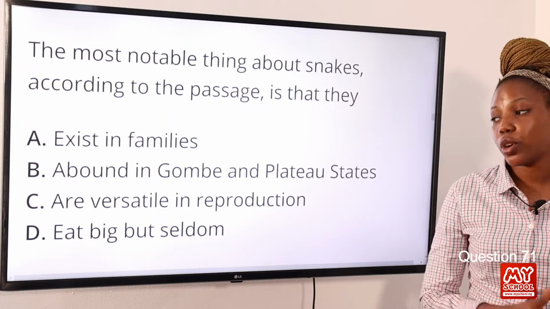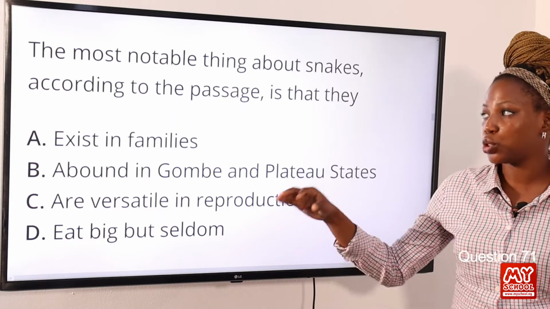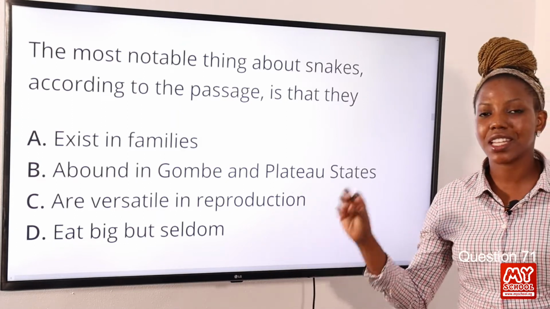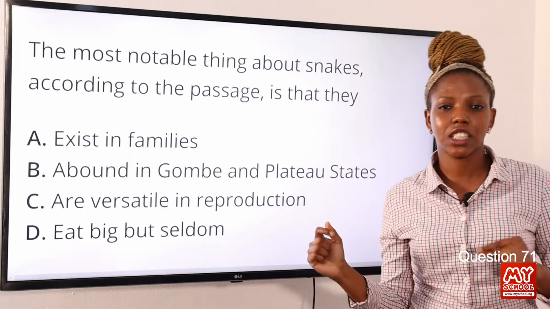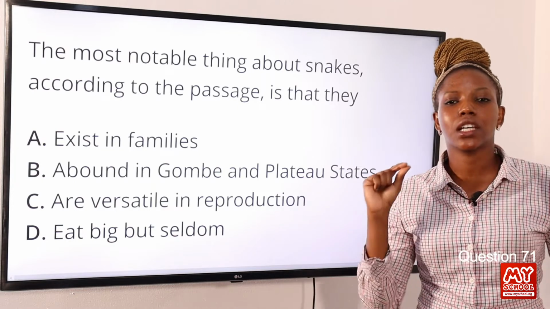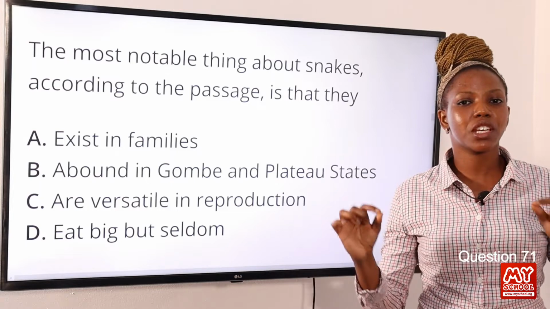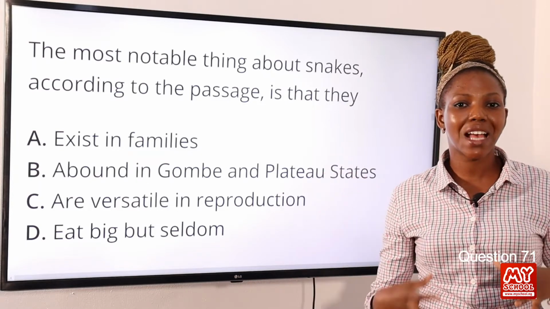Now the answer to this question is option D. This is the most notable thing about snakes in paragraph 1 explicitly. Now in the passage it tells us that the snakes survive on meager diets. What does meager mean? It means inadequate.